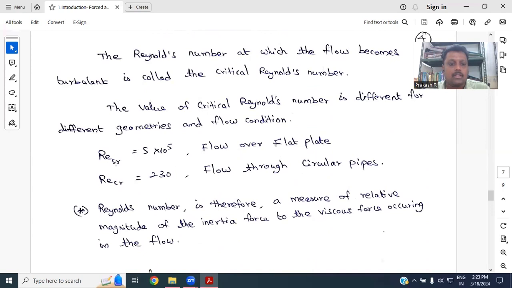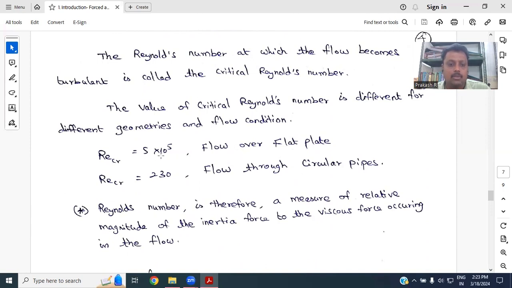So this is the critical Reynolds number values for a flat plate and a circular pipe. For a flat plate, the critical Reynolds number is 5 into 10 power 5. So if the value is less than 5 into 10 power 5, it is a laminar flow. If the value is greater than 5 into 10 power 5, then the fluid flow will be turbulent.